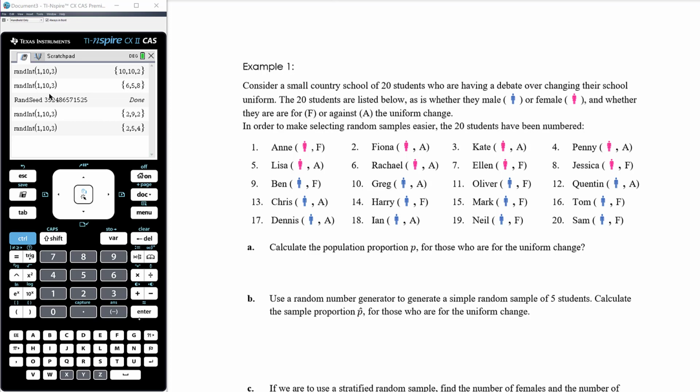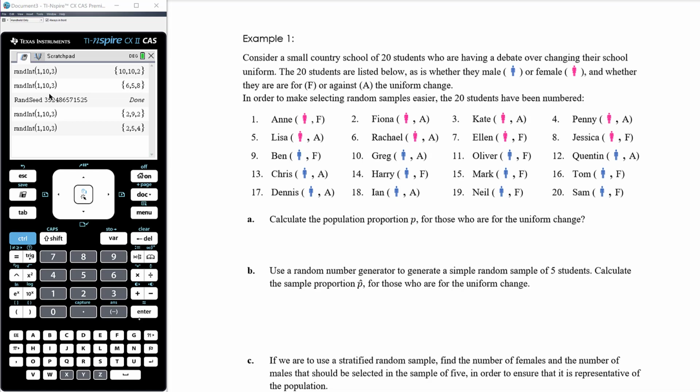So the diagram indicates whether they're male or female and whether they are for or against the uniform change. Okay, so in order to make selecting random samples easier, the 20 students have been numbered so that we can randomly generate a number to select our sample. Okay, part A, calculate the population proportion, p, for those who are for the uniform change. Okay, population proportion is out of our total population of 20 students. What proportion of them are for the uniform change?